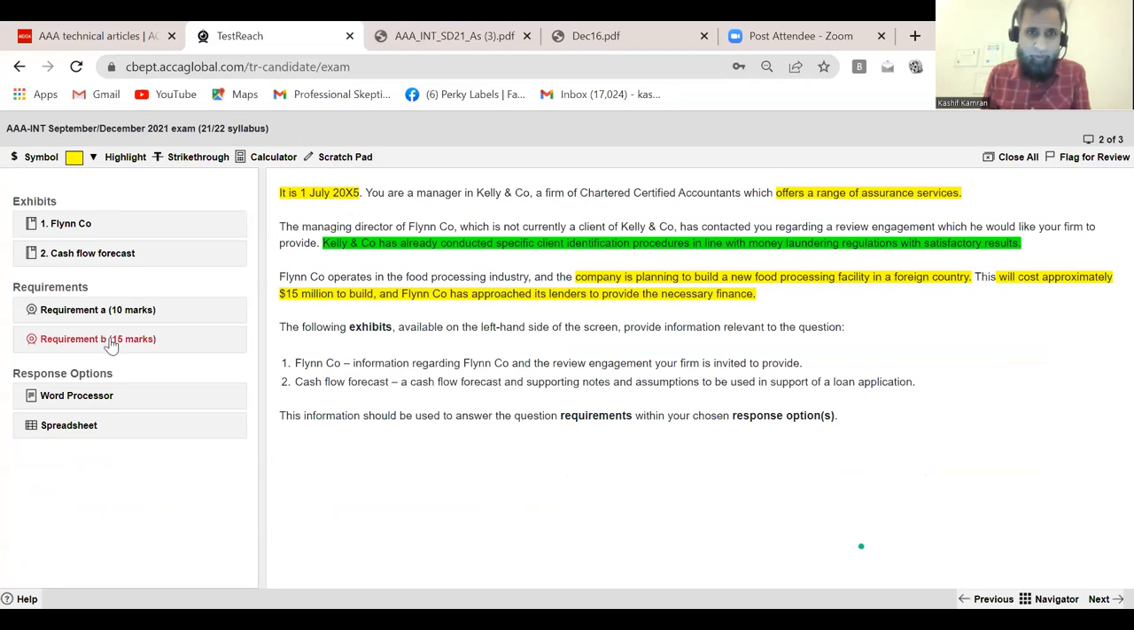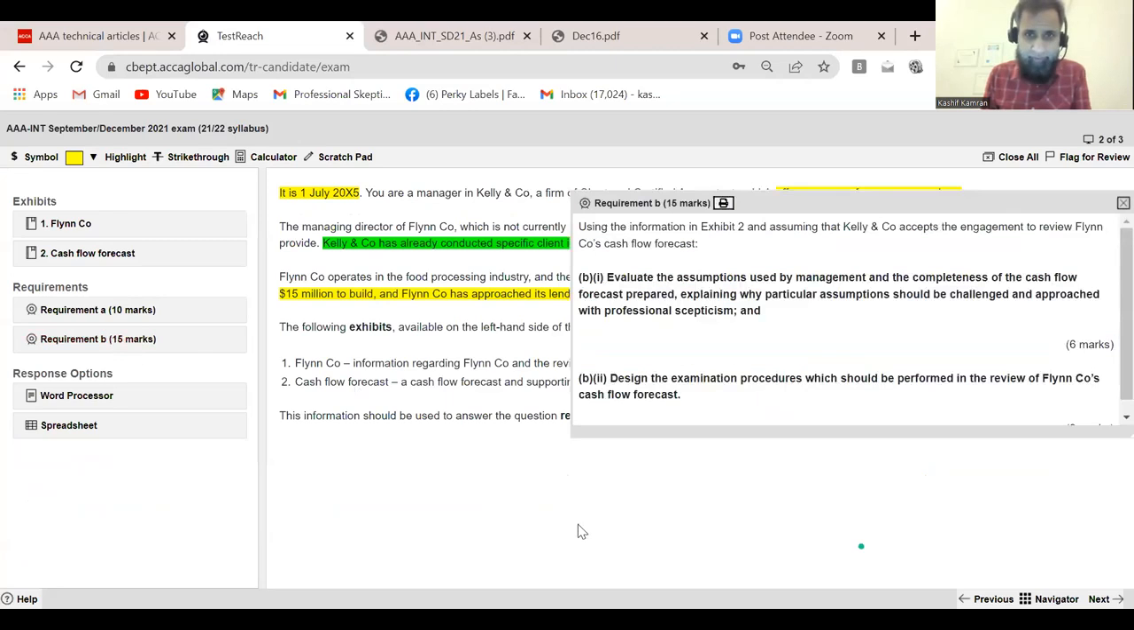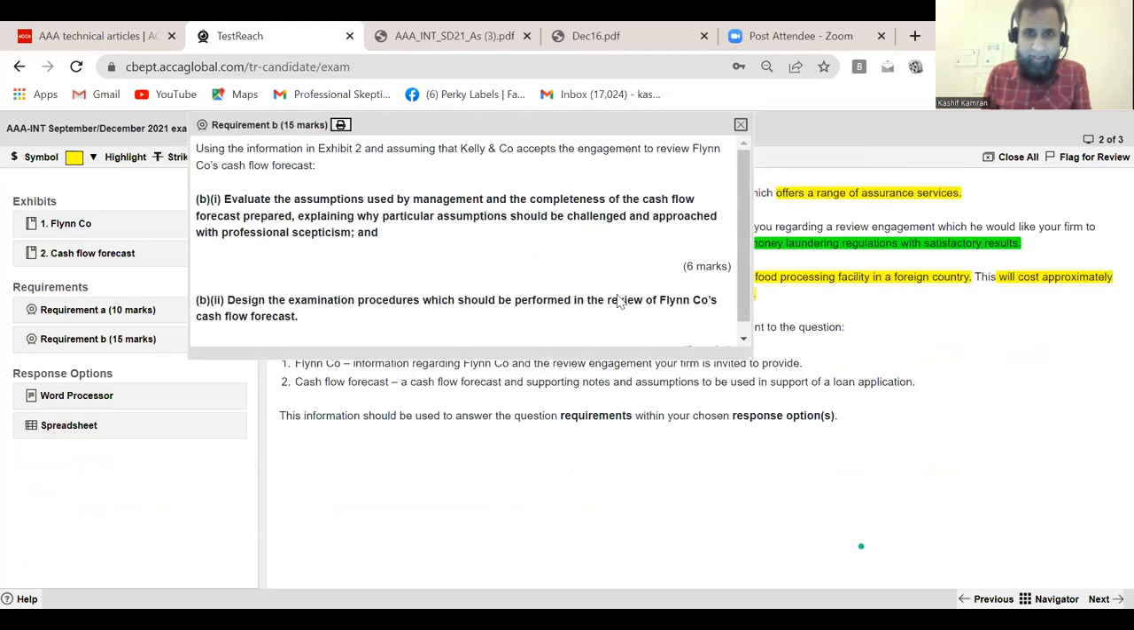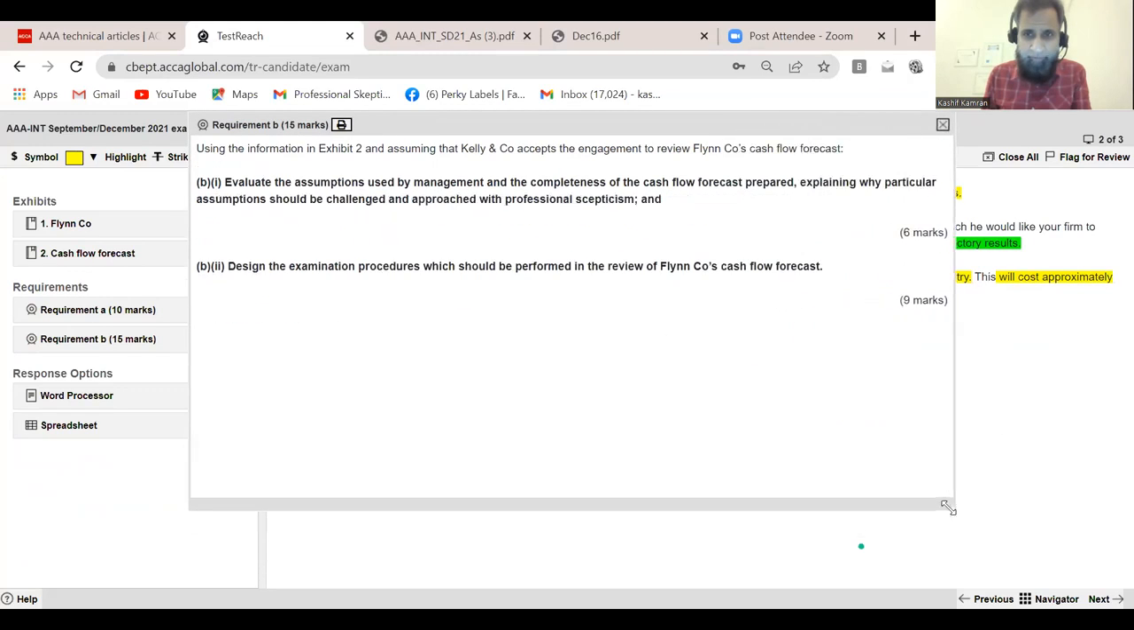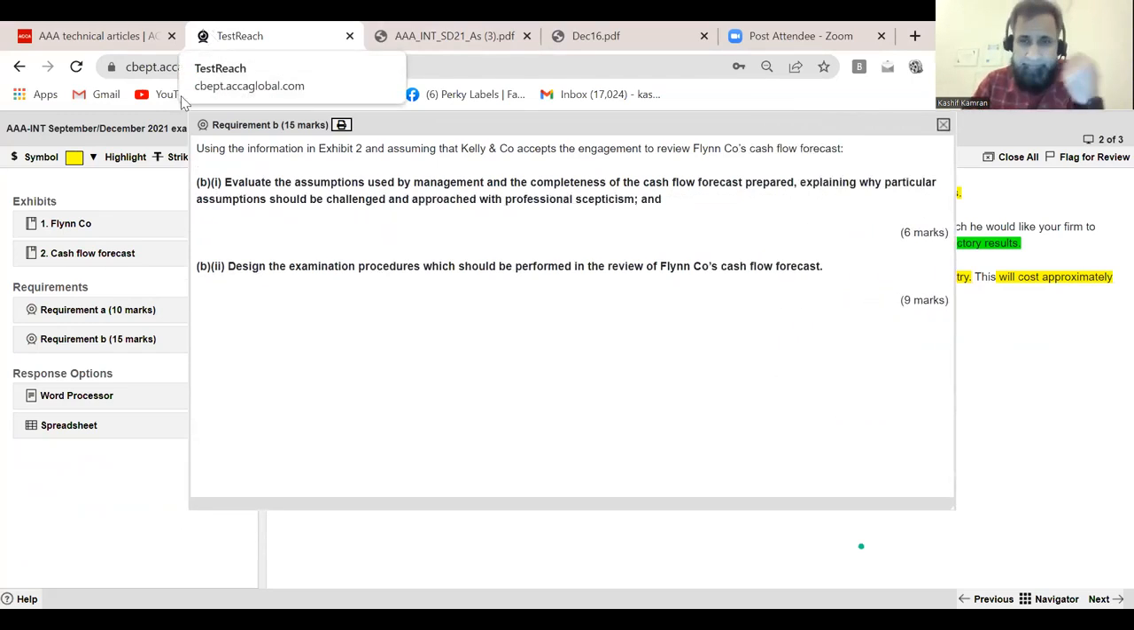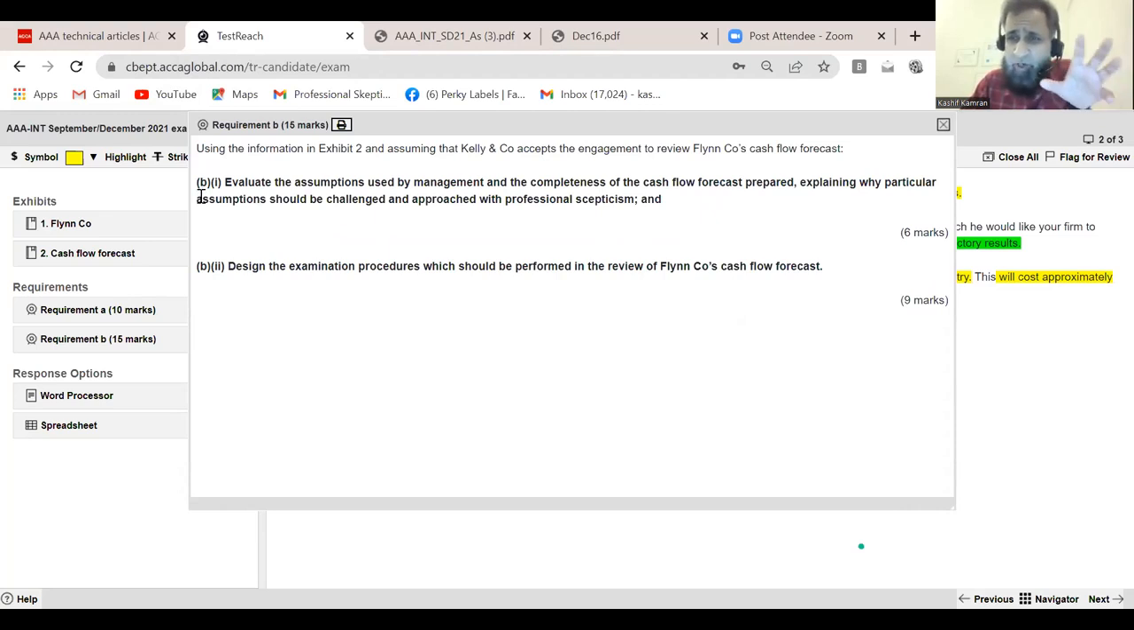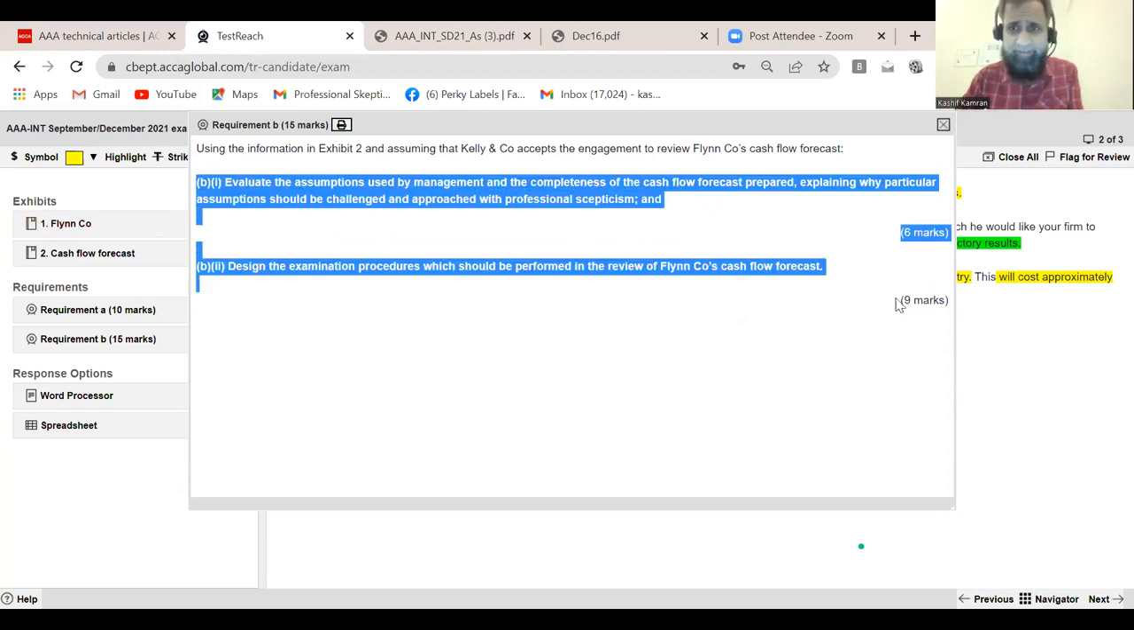Okay, what's the next question? Requirement B. Can you all see requirement B on the screen now? Practice platform, requirement B. Now there are two requirements, B1 and B2, right? And it is quite a favorite question of the examining team, because questions on forecasts and prospective financial information come so regularly. These are common questions. There is nothing unusual in this question here, so I might just be discussing and skipping.